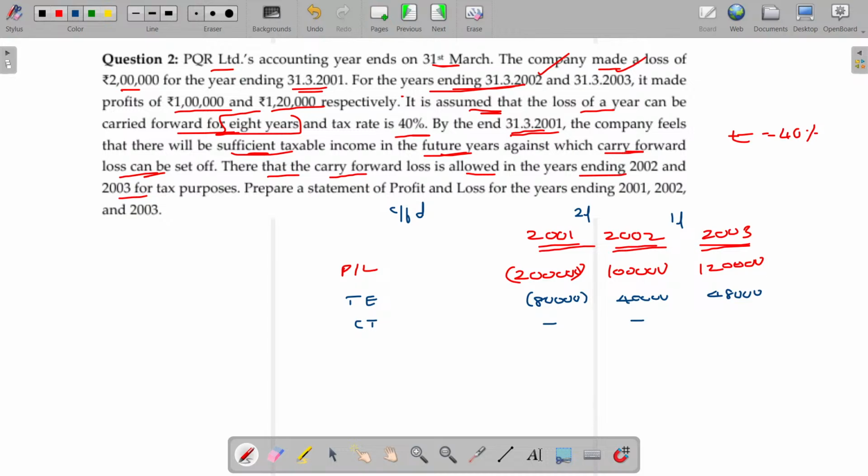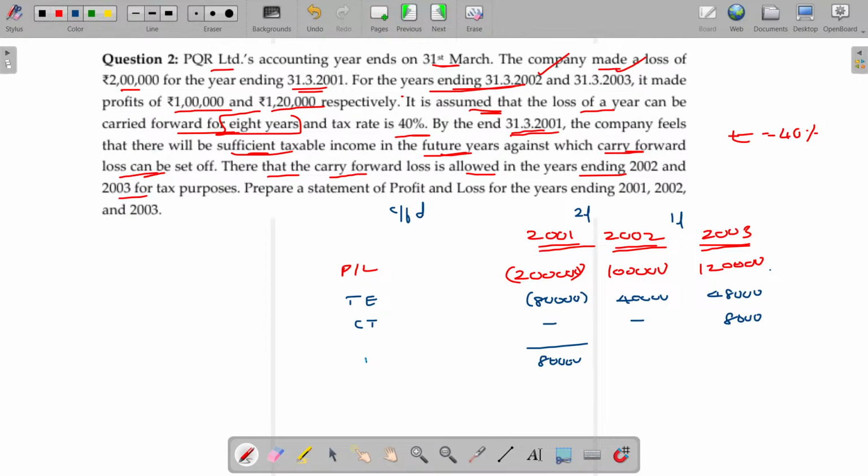In 2003, the profit is 1 lakh 20,000. Carry forward loss of 1 lakh is set off. So, balance 20,000. For the 20,000, 40%, 8,000 rupees will be payable. 8,000 will be payable. Clear? Now, the difference between these two, this 80,000, you're supposed to get the money from the government. Okay, isn't it? You have the chance to recover.